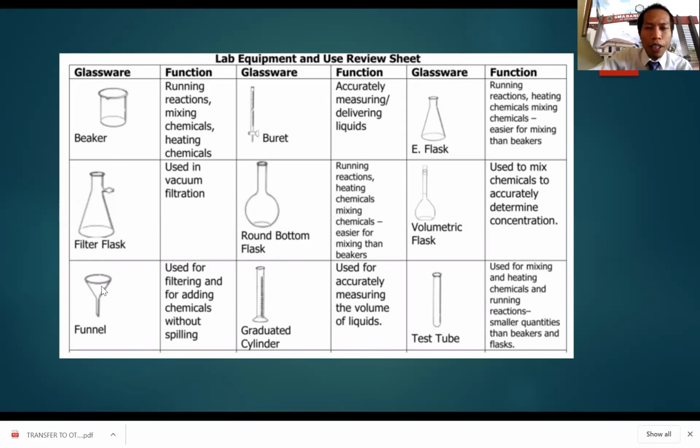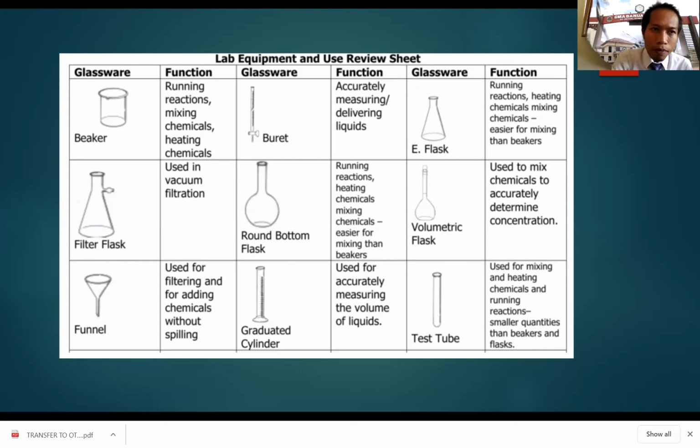For example, if you want to filter sand, pasir, from the water, you can use this funnel. With the filter paper, of course, you put the filter paper here and you pour the water that contains sand. What will happen? The water will go through the filter paper, but the sand will be trapped in the filter paper. So this is a normal funnel, but for the filter flask, you are not using this funnel because this is vacuum filtration. So it is generally used to filter more difficult mixtures.